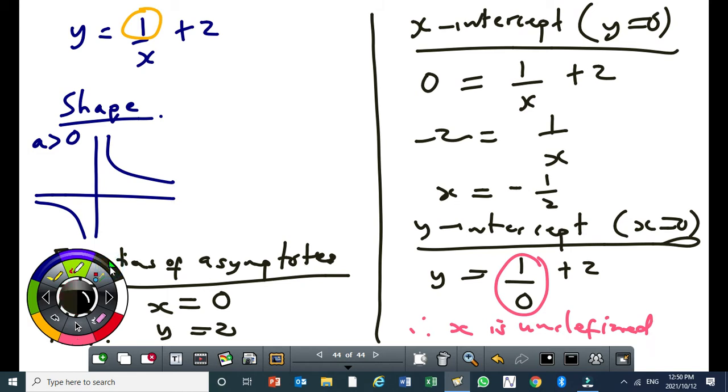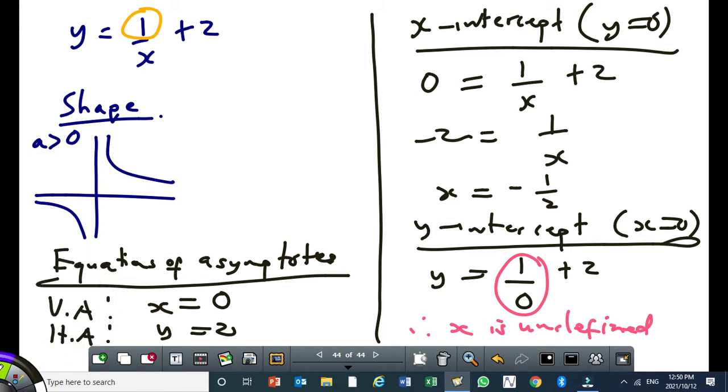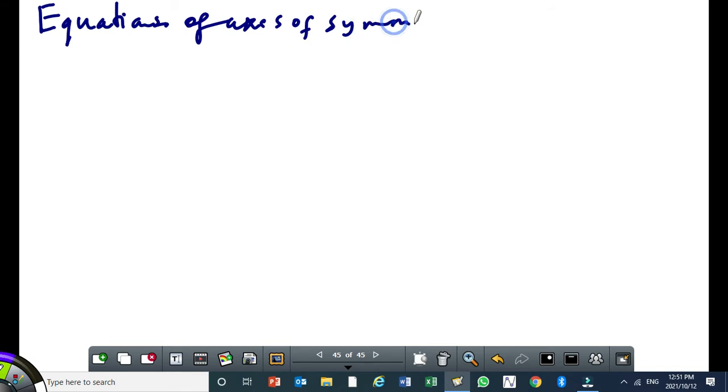But I also want you to be aware, we can go further and determine the equations of the axes of symmetry. Okay, the equations of axes of symmetry. So I'm going to move on to the next page. I'm going to draw these equations. They are graphs. Equations of axes of symmetry.